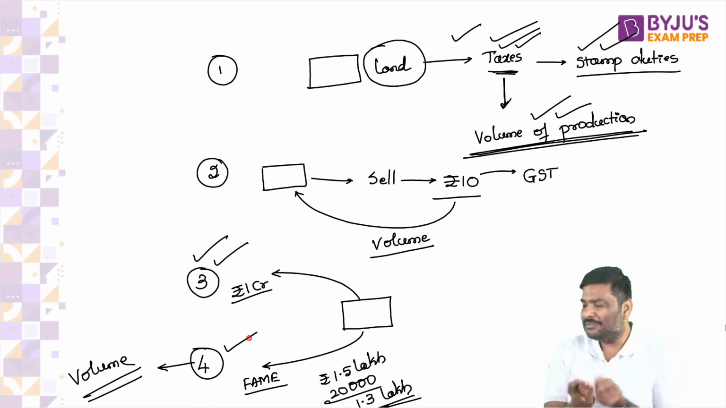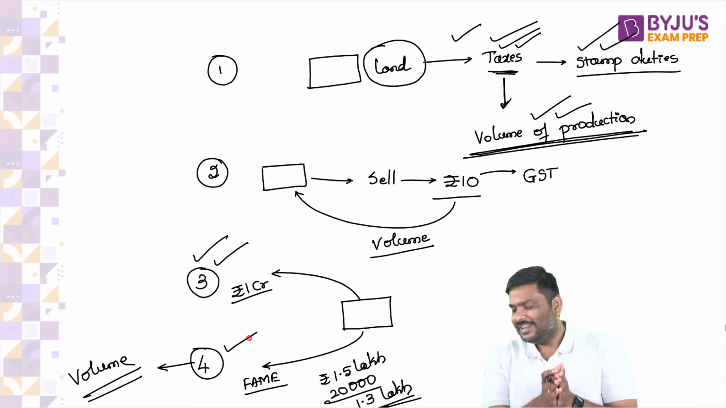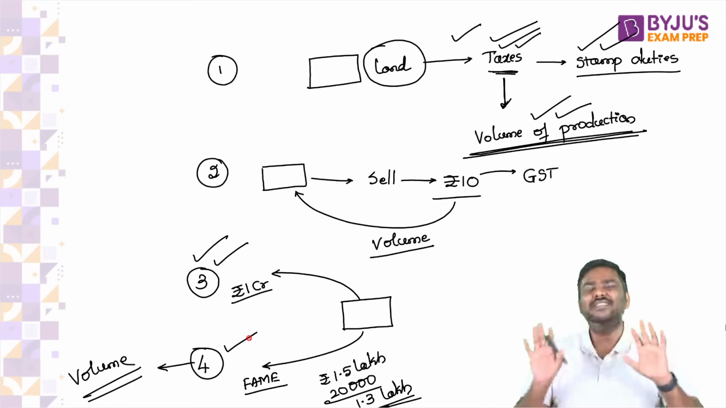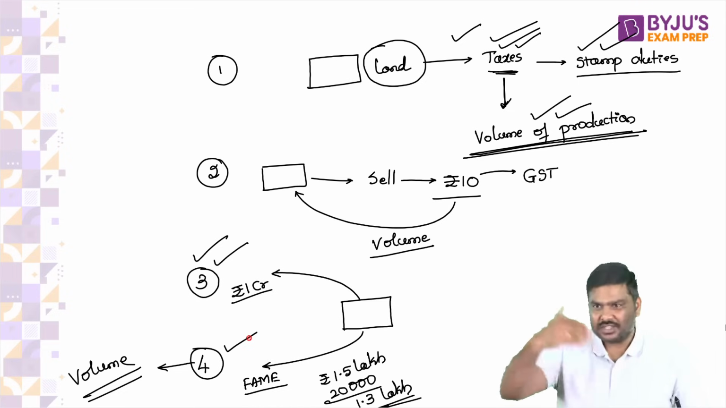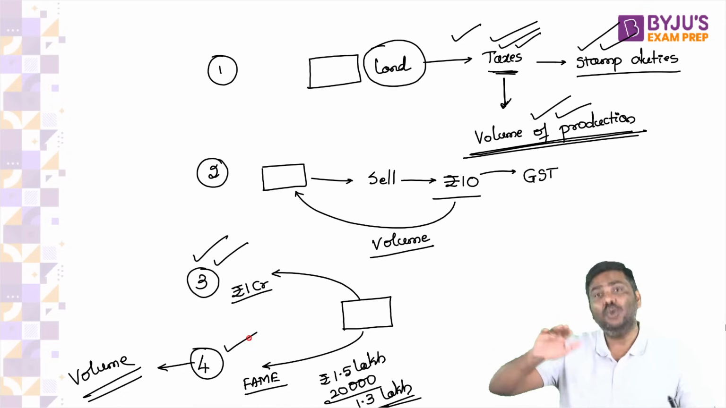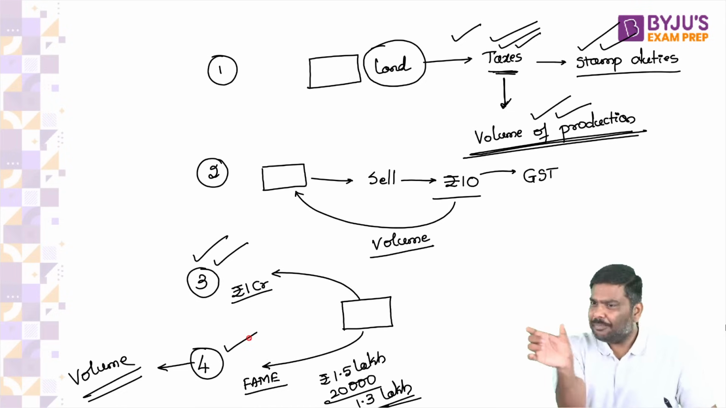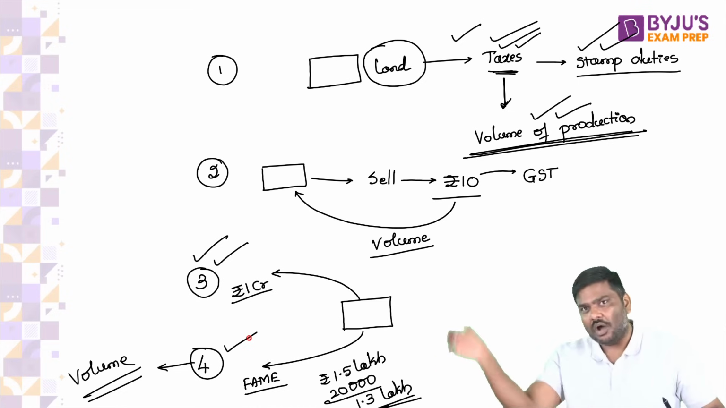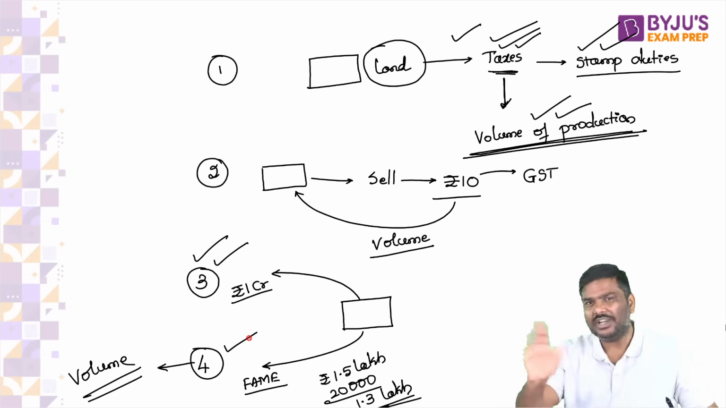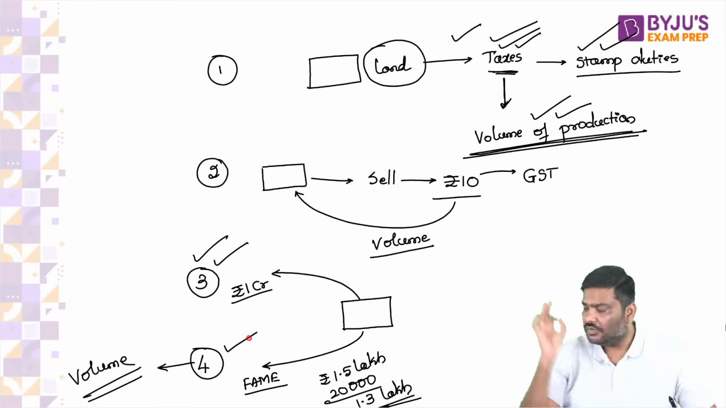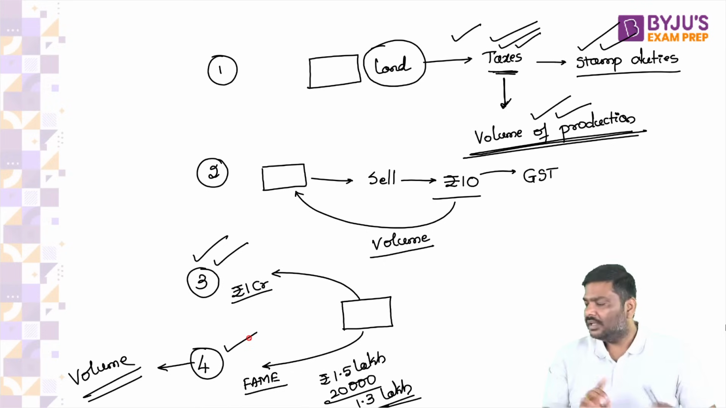For example 3, I'll repeat it. Argument is simple. Focus on one point: whether the taxes you pay or subsidies you get, is it dependent or independent of volume of production? Focus only on that. Don't waste your time on unnecessary things. Focus only on that.